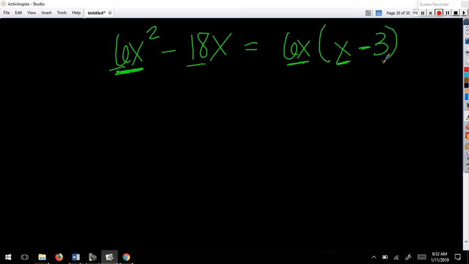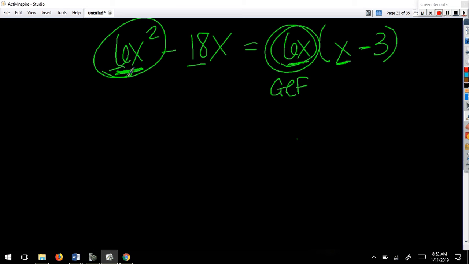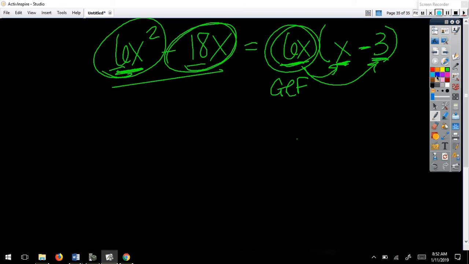All right, so if this is my GCF, I took the GCF out of 6x squared. In other words, I divided it, and what's left is just an x. Then if you divide the negative 18x by the 6x, you're left with a 3. So if I were to distribute this back through, I'd still end up with the same thing I started with. One more.